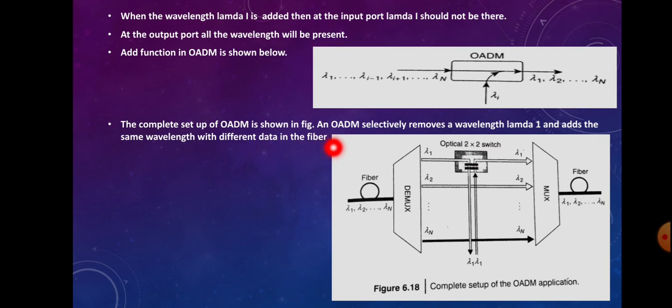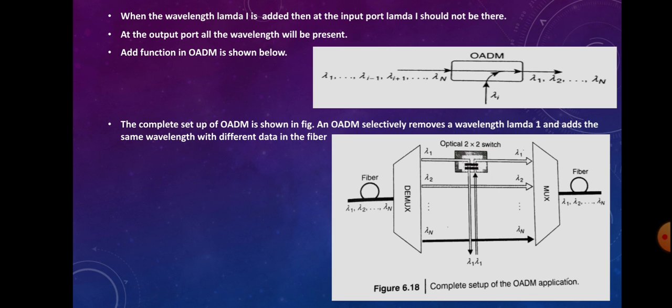The complete setup for the OADM is shown in the figure. You can see here an optical link, and here a multiplexer and a demultiplexer, and similarly there is an OADM switch, or we can say a 2x2 switch, and lambda 1 is dropped here and another lambda 1 is added here. So the OADM selectively removes the wavelength lambda 1, and then adds the same wavelength lambda 1 with different data in the fiber. So you can selectively drop one wavelength, couple different data to that lambda 1, and then again add that wavelength to this channel by using an OADM switch or OADM add drop multiplexer.